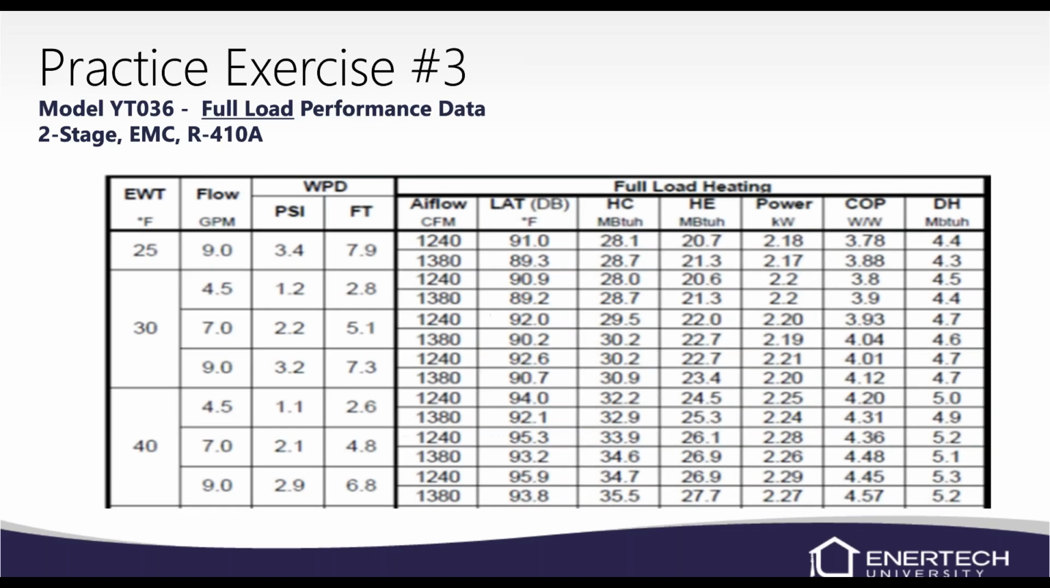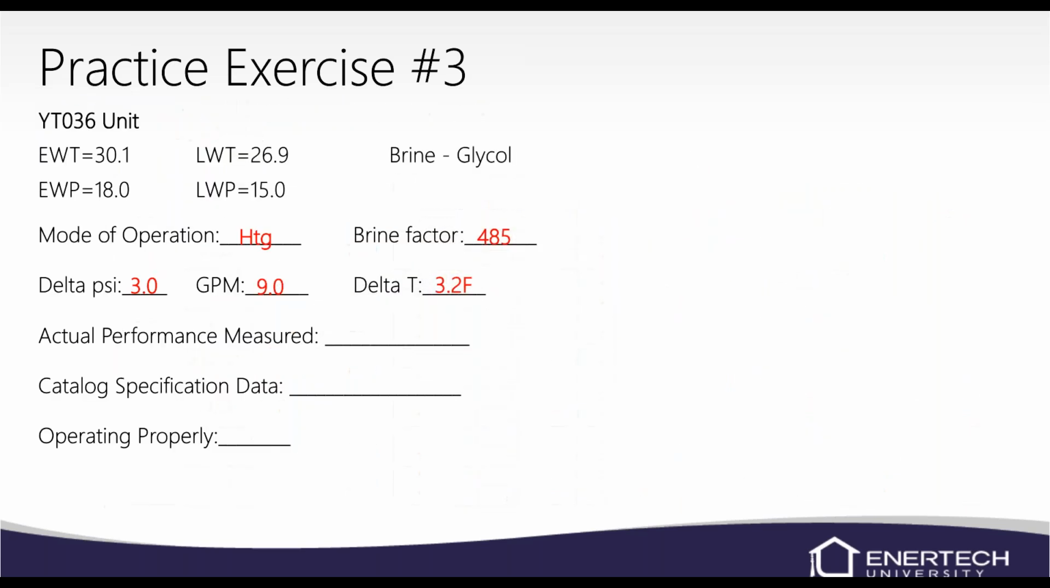So we'll compare that to the IOM. Again, we are at 9 GPM and 1240 CFM. So we come to the heat of extraction, HE. So we should be at 22,700 BTUs. That's what 22.7 means. So we measured 13.9, catalog specs at 22. Are we within 10%? Definitely not. So we would have to dig in deeper and find out.